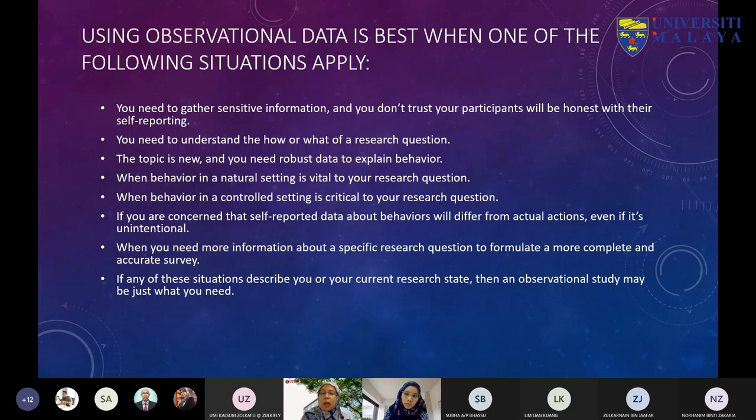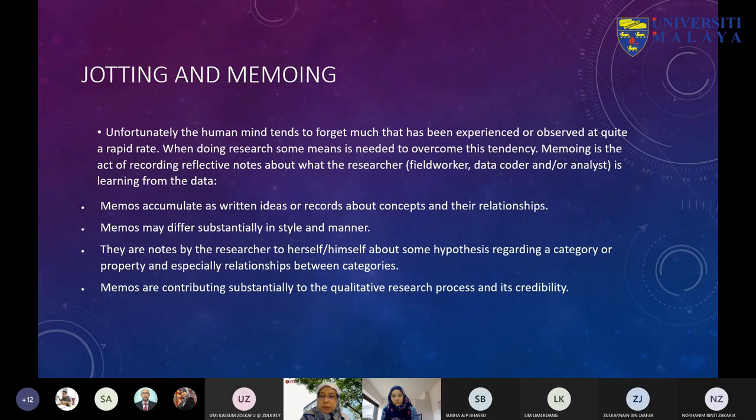When you need to have more specific, more complete information, you want to have observation in order for you to formulate a more structured or more accurate survey or interview. For example, you can have observation as well. Discuss your current research there. Okay. This is when it is applied. It can be applicable to the following situation.